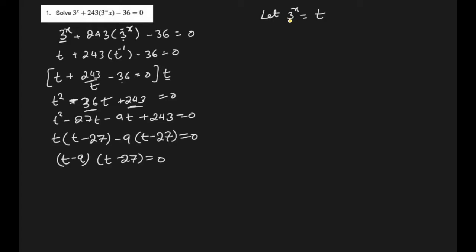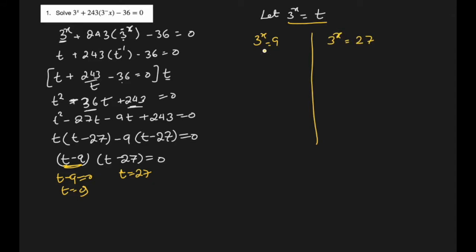But t was not t, t was 3 to the power x. That's what we'll do now. If we make t minus 9 equal to 0, t will be 9. Similarly here t will be 27. So 3 to the power x equal to 9, and 3 to the power x is 27. We can see that 3 to the power x is 3 square, so x is equal to 2 in this case. Similarly, 3 to the power x is 3 cube here, so x is 3. These are the two solutions of the question.